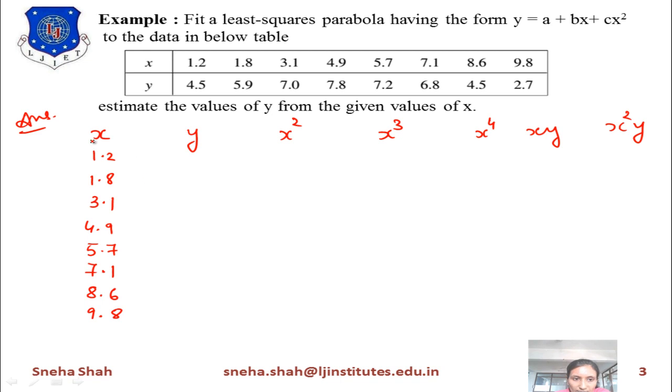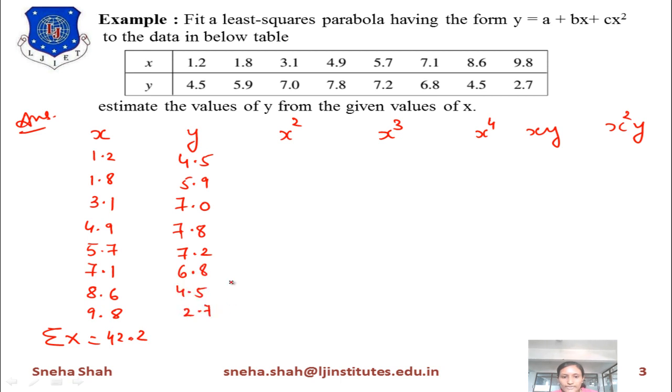Now if I am taking the summation of all these terms, then summation of x is the sum of all these x, right? So I will write summation of x. Its answer is 42.2. Now I will write the values of y: 4.5, 5.9, 7.0, 7.8, 7.2, 6.8, 4.5 and 2.7. When I add all the terms, it will give you the answer of summation y, which is 46.4.